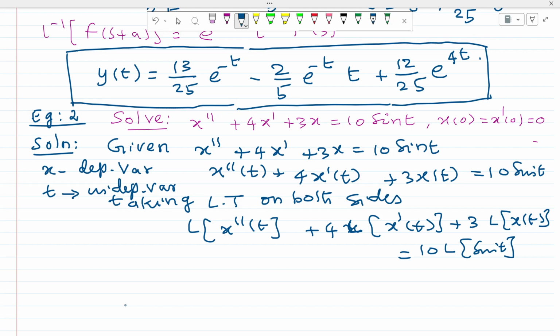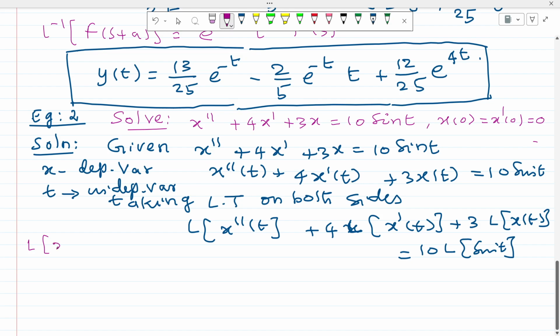Okay, fine. Apply the Laplace transform here. What do you get? What is the first term? L of x double dash of t. Write down the formula here.